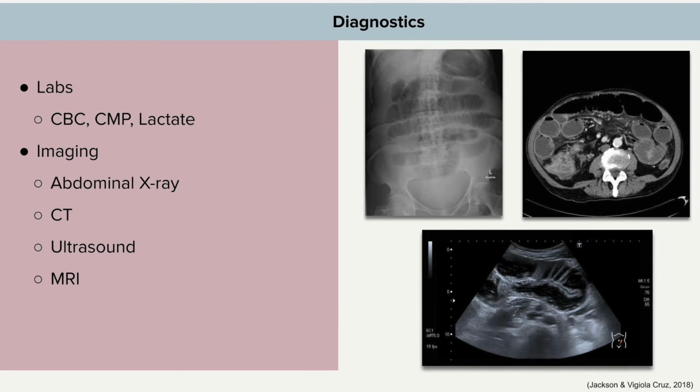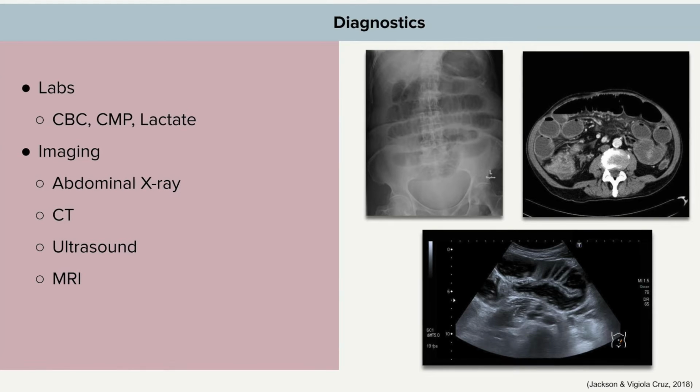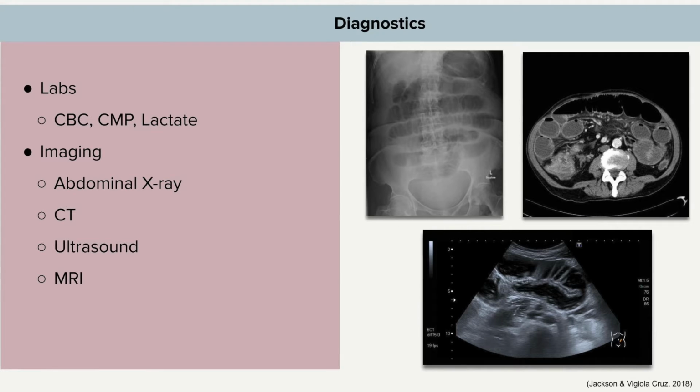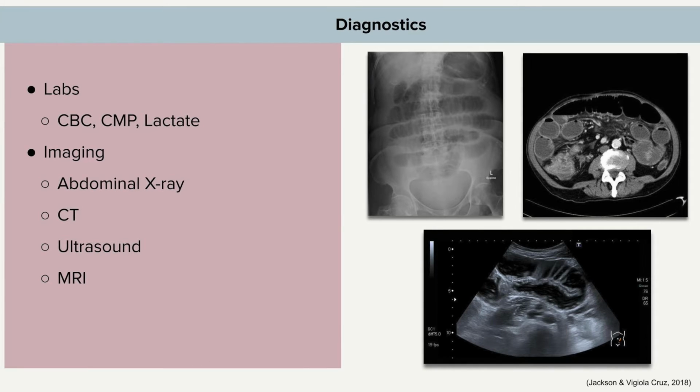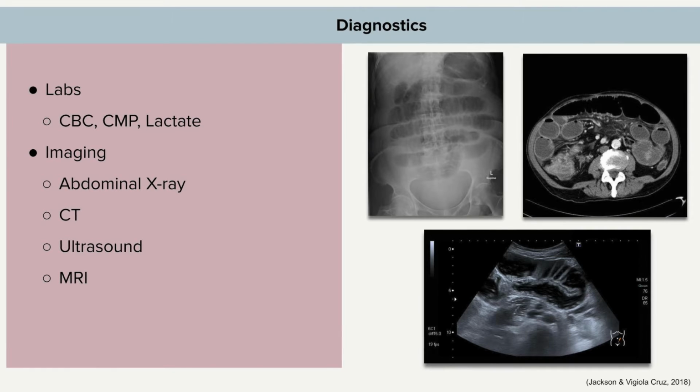For imaging, they could have an abdominal x-ray. An abdominal x-ray with the patient in the supine position would show multiple dilated small bowel loops as the obstruction backs up, while the large bowel would show less or minimal dilation. Usage of abdominal x-ray is accurate in diagnosing small bowel obstruction in about 60% of the cases.